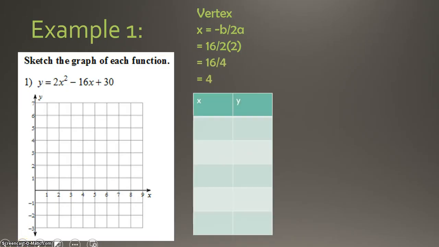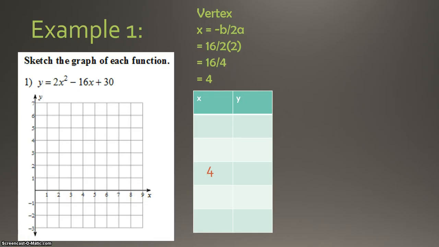Now we make a table. We plug 4 into the middle of our x values because this is where the vertex occurs. We do 2 points below, 5 and 6, and 2 points above, 3 and 2. And then we must plug into our equation to find the y values.